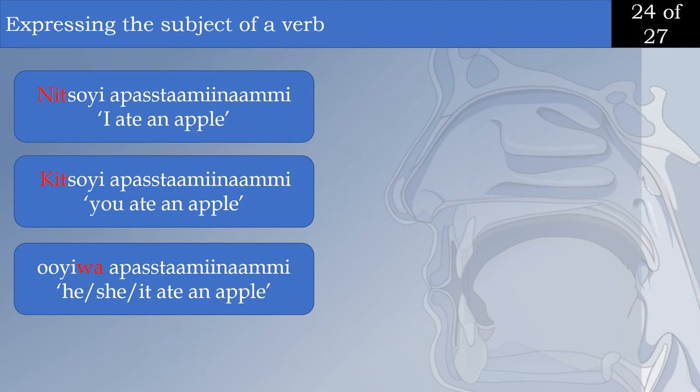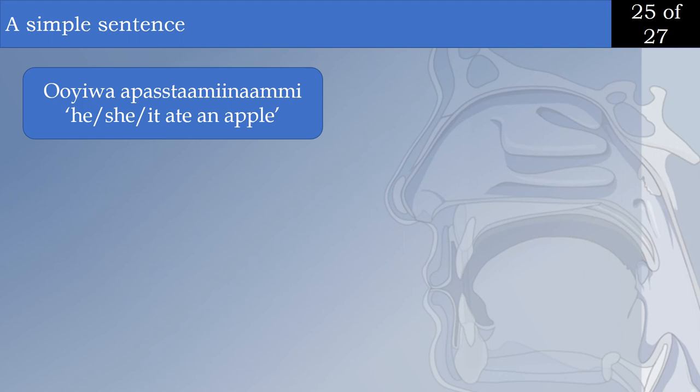We can now look at some simple sentences in Blackfoot. We had this example where I wanted to say he, she, or it ate an apple. Oi apastaminam. But what if we want to say who he, she, or it was? Maybe the thing that ate the apple was a dog, specifically that dog. Imitao.